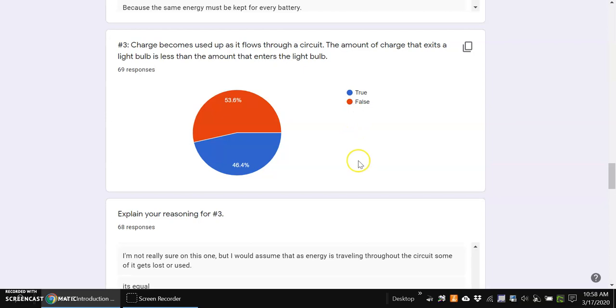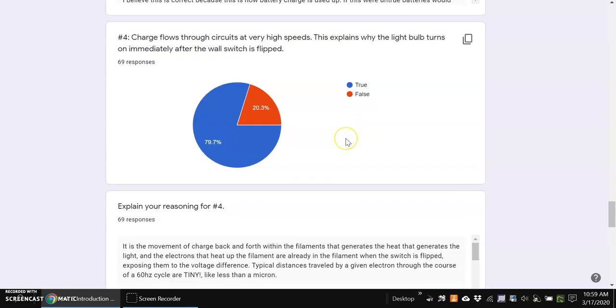Okay, number three, charge becomes used up as it flows through the circuit. The amount of charge that exits a light bulb is less than the amount of charge that enters it. This one, surprisingly, is also false, but more people answered false than true, so that's a good sign. Number four, charge flows through circuits at very high speeds. This explains why the light bulb turns on immediately after the wall switch is flipped. Most people thought that was true. Again, this one is false.